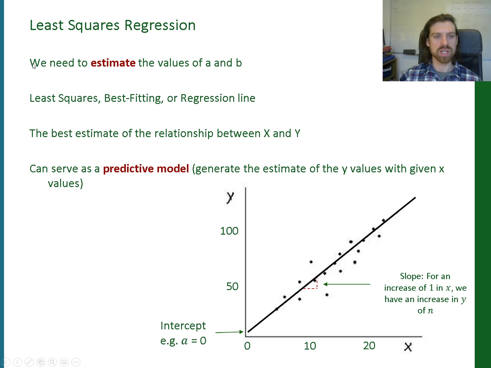So, least squares regression. We need to start to estimate those values of a and b, and this is something that we will do by hand when we get to the laboratory session. The way to do that is to focus on a least squares approach, which is basically a line of best fit. So we're regressing one variable against another in order to develop this line of best fit, and it's the best estimate of the relationship between the two variables.